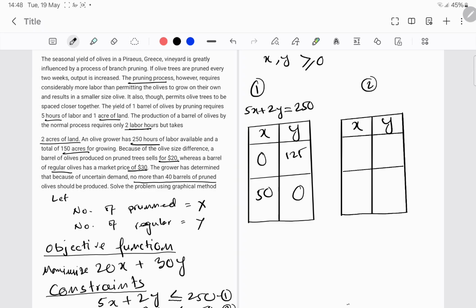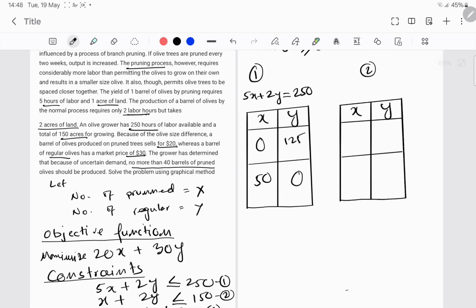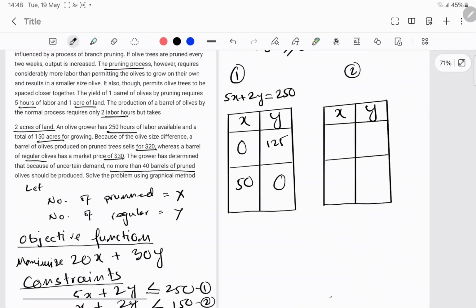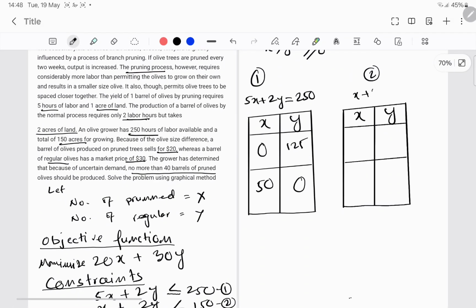And this is for equation 2. What is equation 2? Equation 2 is x plus 2y equal 150. Okay. Now, the same way, if x is 0, y should be 150 divided by 2, which is 75. And if y is 0, x would be 150.